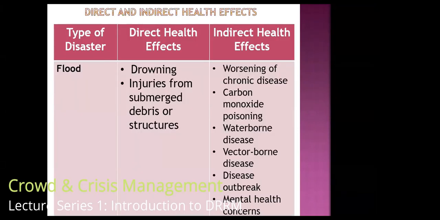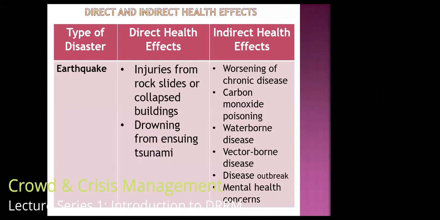So we have here samples of the type of disaster, the direct health effects, and indirect health effects. I just included here some of the types of disasters that we experience or might experience in our country. The first one is flood. The direct health effects here are drowning and injuries from submerged debris or structures. The indirect health effects here are worsening of chronic disease, carbon monoxide poisoning, waterborne disease, vector-borne disease or disease outbreak, or mental health concerns.